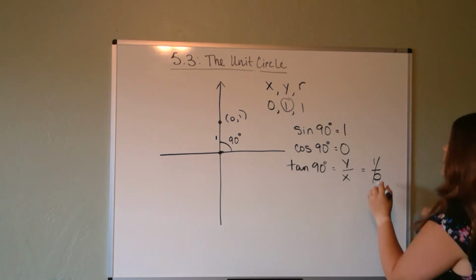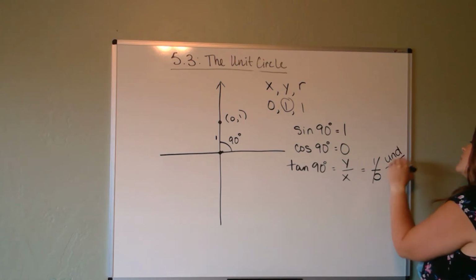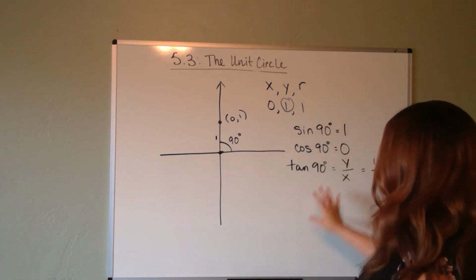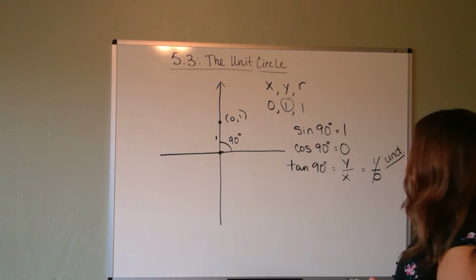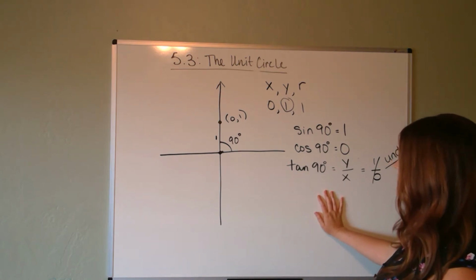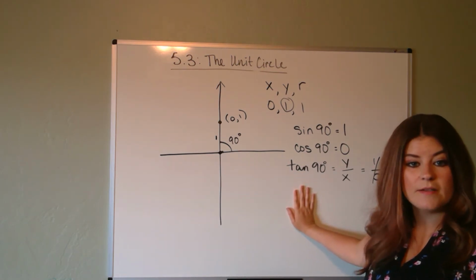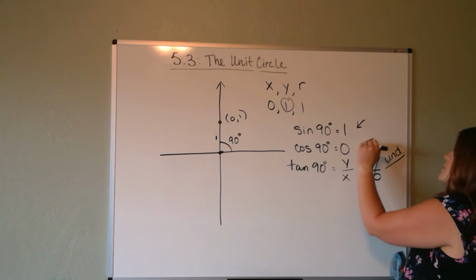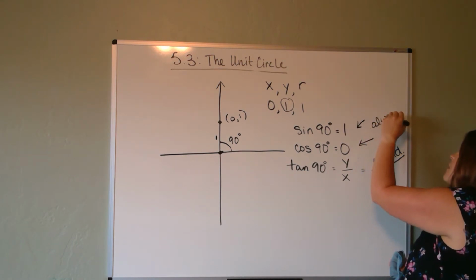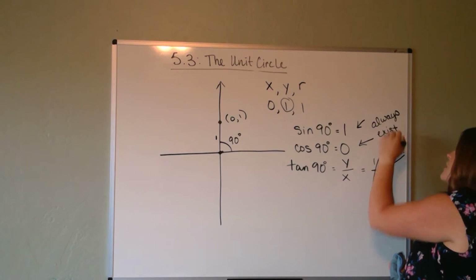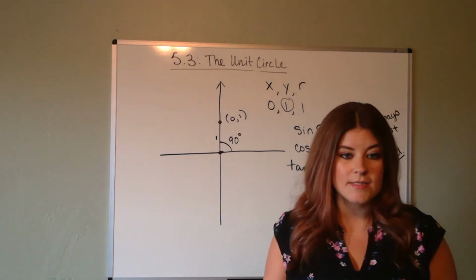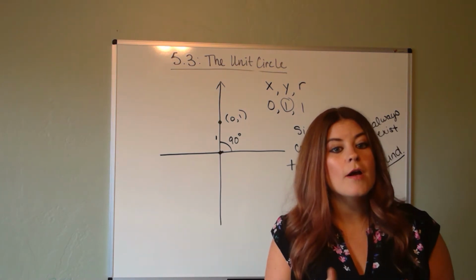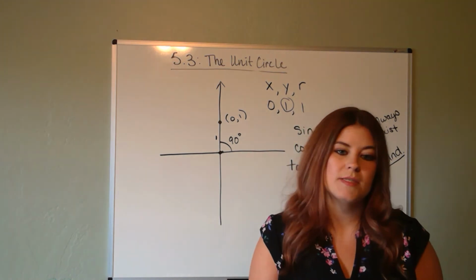You can just write UND for undefined, or no solution, or none. There is no tangent of 90. What I want to show you here is that sometimes trig functions can be undefined. What you want to know is that sine and cosine always exist. There is no angle that has an undefined sine or cosine, but the other 4 trig functions that we work with are undefined sometimes. It all depends on if you end up with a 0 on the bottom.